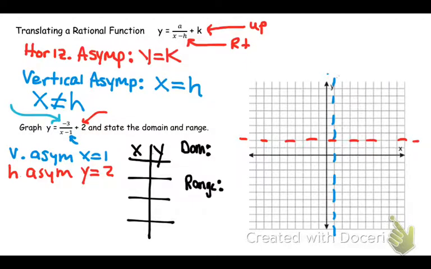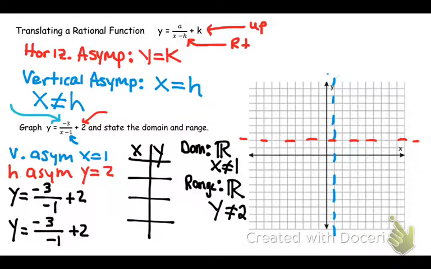Okay, also we're asked to state the domain and the range. So the domain is going to be all real numbers except x cannot equal 1 because we can't cross our asymptote. And the range is going to be all real numbers, although y cannot equal 2. Now we're going to choose some values for x and plot those and see what we end up with.